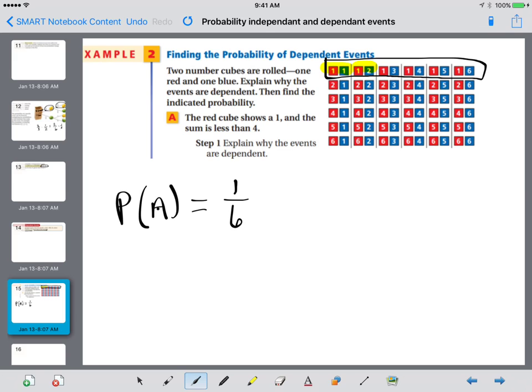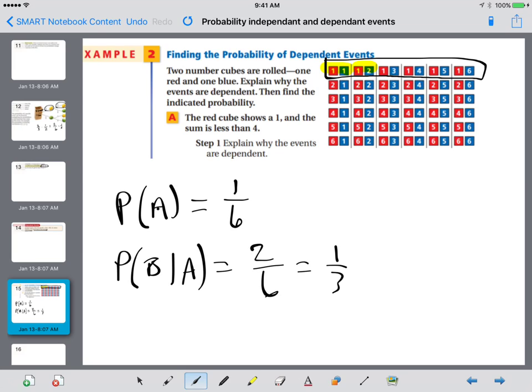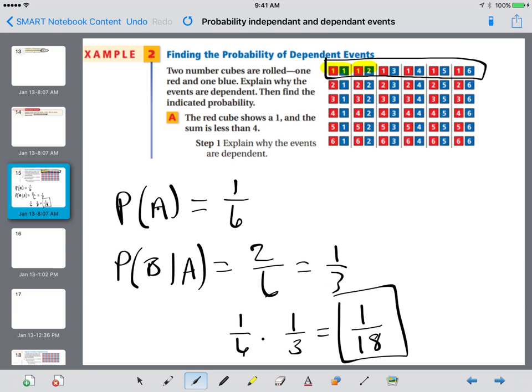So the probability of event B, given that A occurs, so given that the 1 shows up on the red, we have a 2 out of 6 chance that the sum would be less than 4, which is 1 out of 3. So when we multiply those probabilities together, we have 1 out of 6 times 1 out of 3. So there would be a 1 out of 18 chance that the red cube shows a 1 and the sum is less than 4.